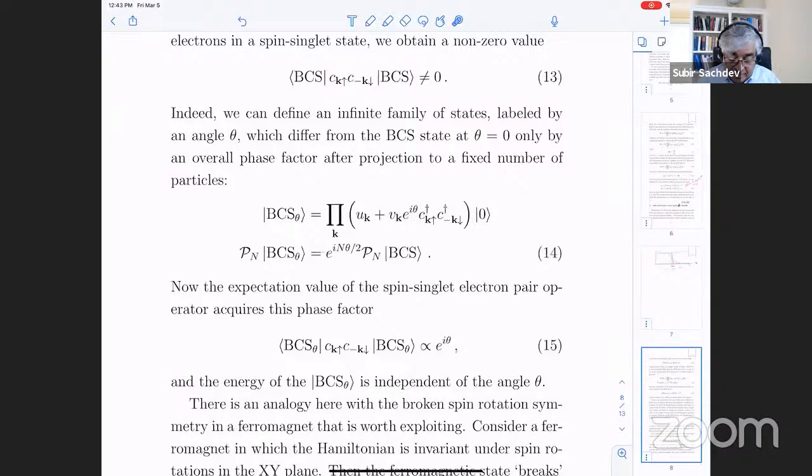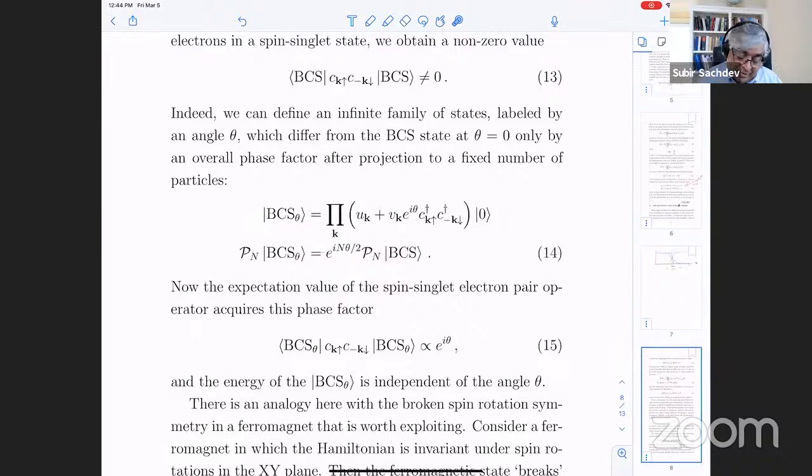And the important point is that this one parameter family of wave functions is basically the same wave function, because after I do a projection, where I project to n particles, it'll be the old wave function with an extra factor of e to the i n theta over two, because every time I added two particles, I got a factor of e to the i theta, and there's nothing else I did. So there's an overall phase factor in front of the wave function, which I can't measure anyway. So it makes no difference to any physical quantity. So I have a one parameter family of wave functions which, after projection, are the same.